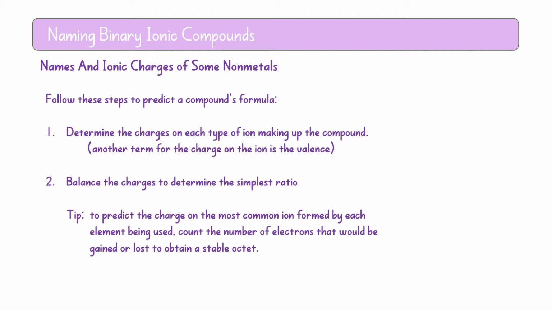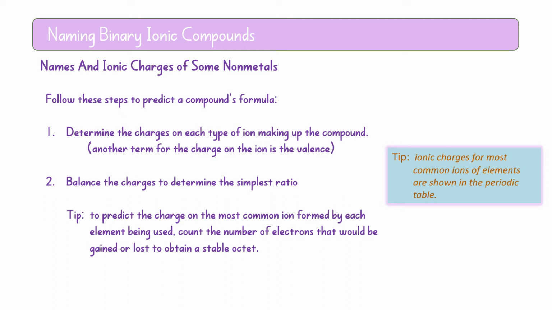And here is a tip. To predict the charge on the most common ion formed by each element being used, count the number of electrons that would be gained or lost to obtain a stable octet. And here's a tip. The ionic charges for most common ions of elements are shown in the periodic table.